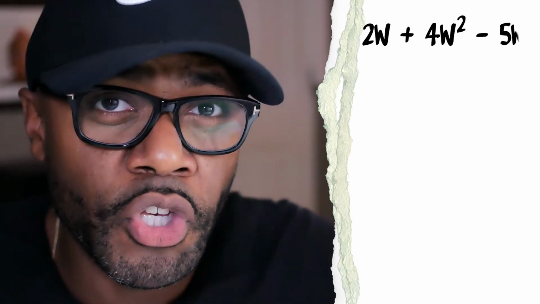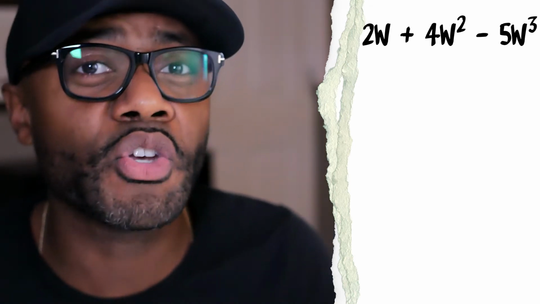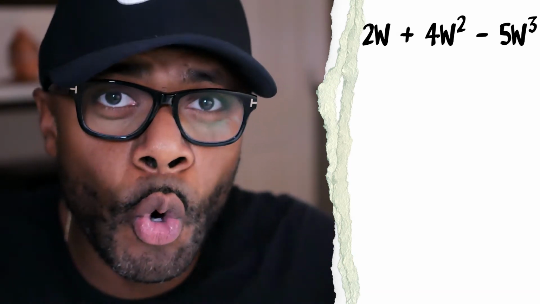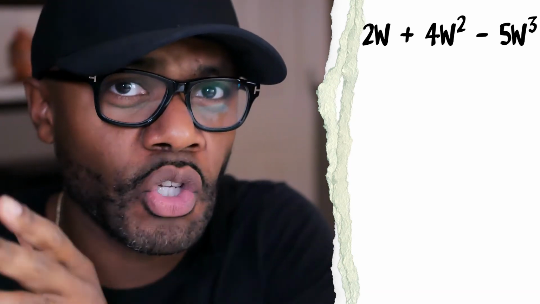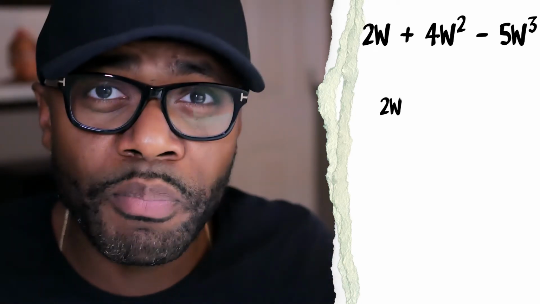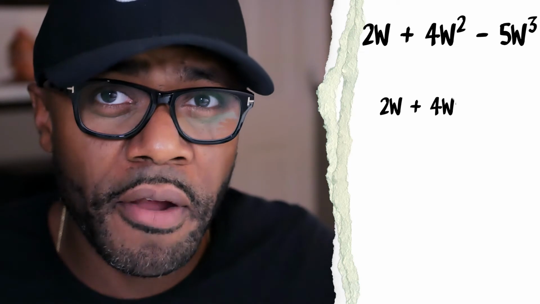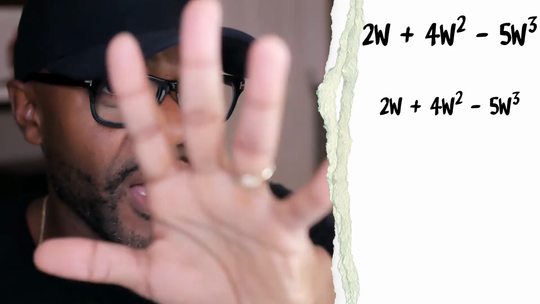The next problem reads 2w plus 4w squared minus 5w cubed. In this case, it's just like the third case. There are no like terms. Nothing looks alike. They all have different exponential values. So in this case, the question is the answer. 2w plus 4w squared minus 5w cubed. That's the answer. Question five, done.